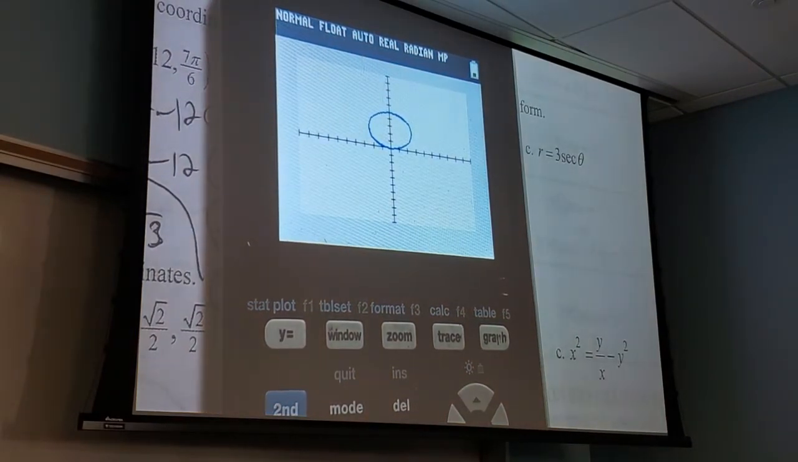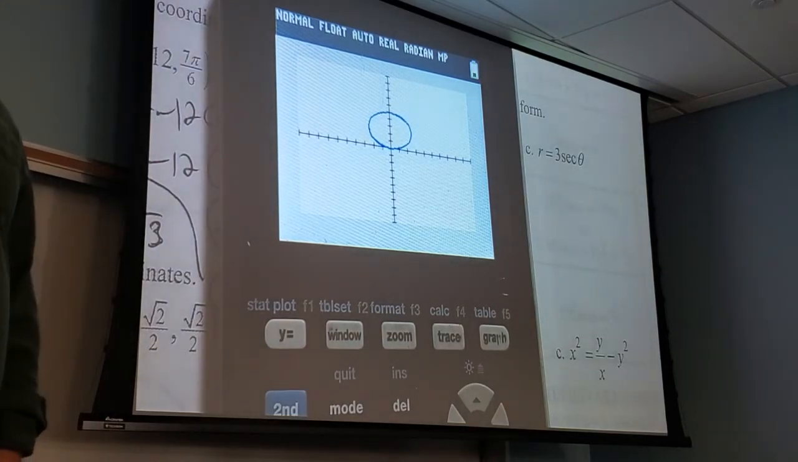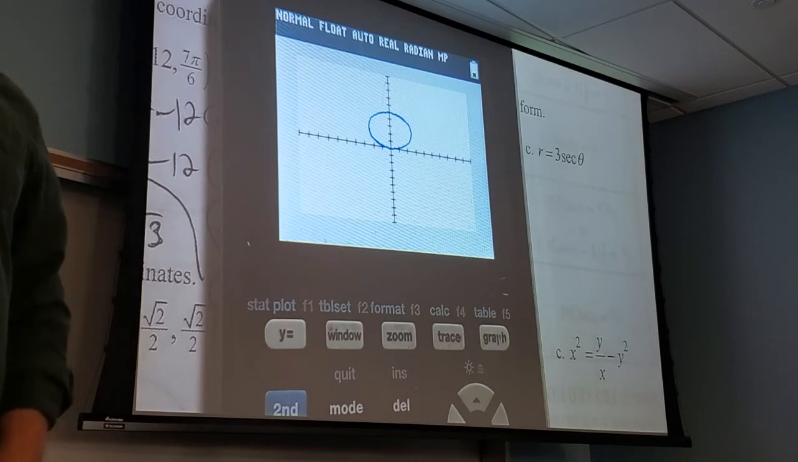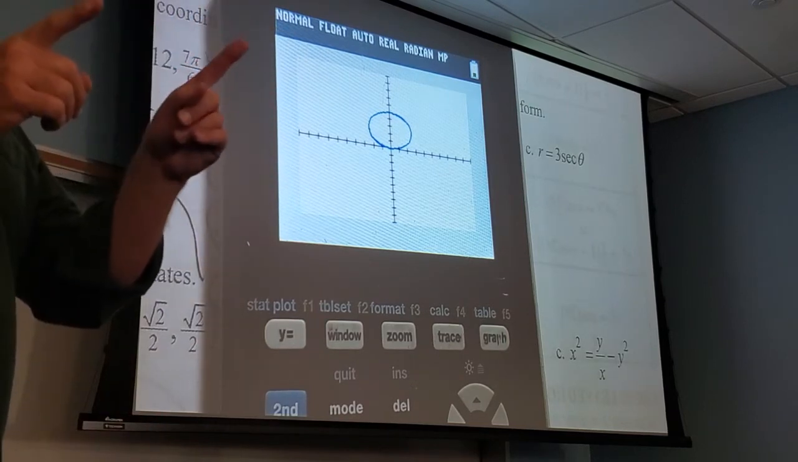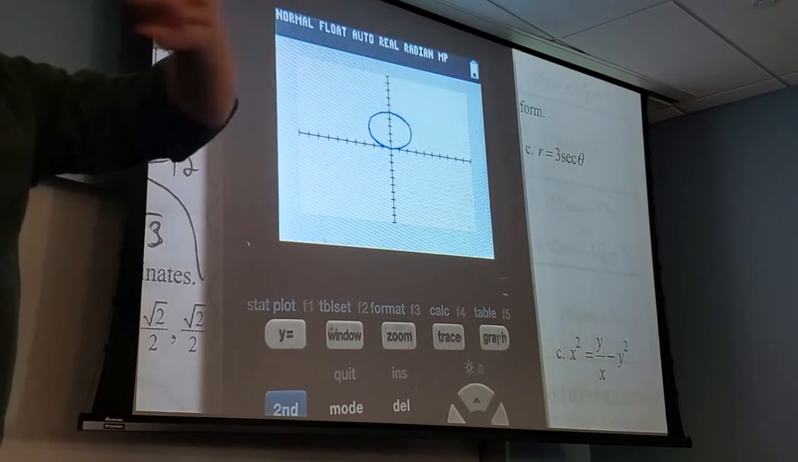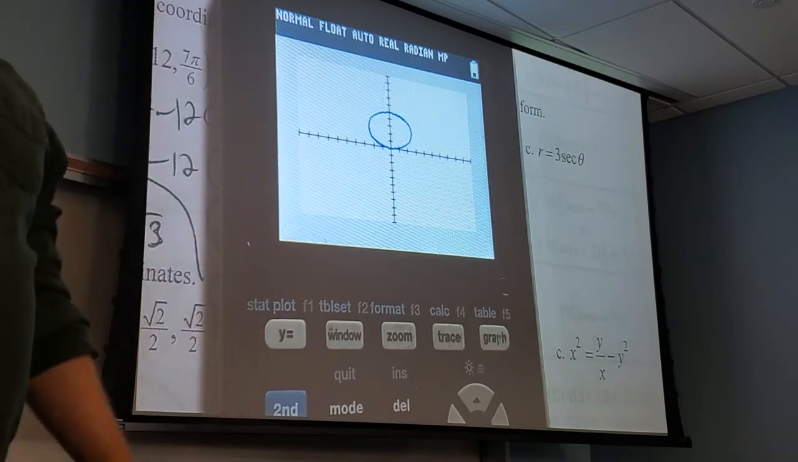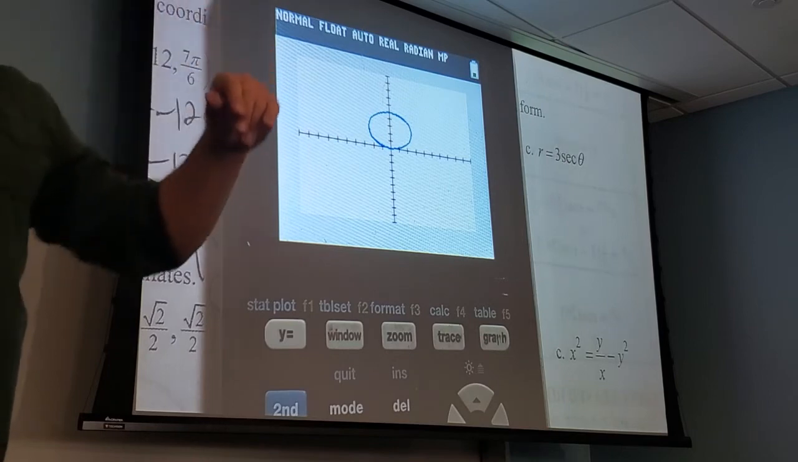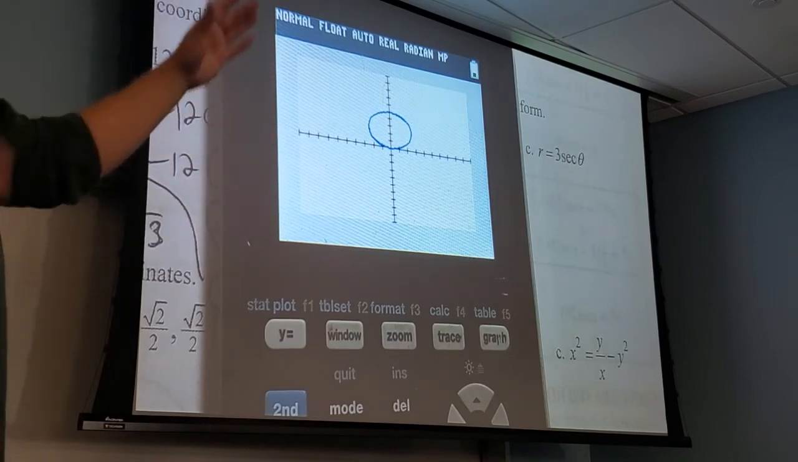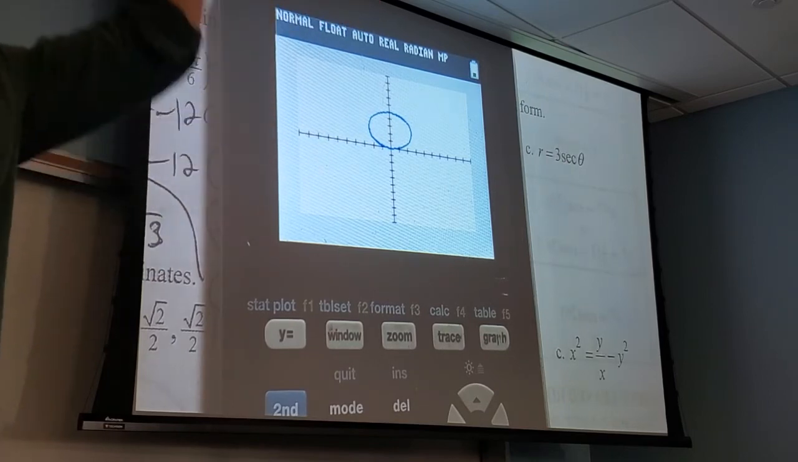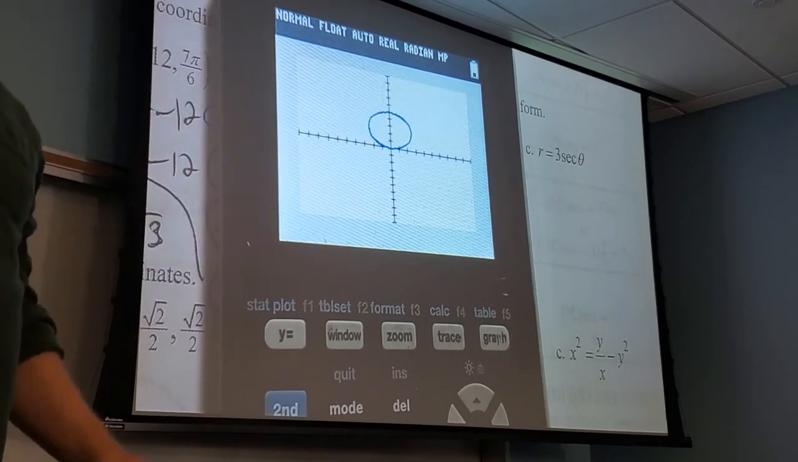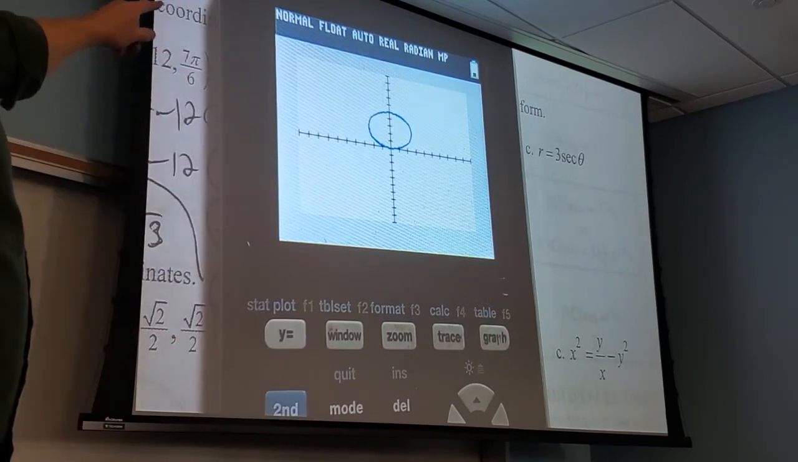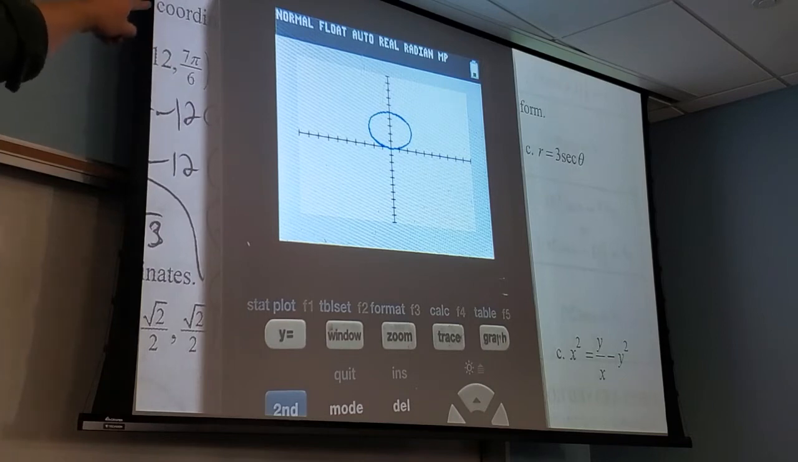Now, real quick, does that look like a circle? Not quite, right? It is a circle, though. It totally is. Is my window a perfect square? No, it's a bit rectangular, right? So everything looks smushed. To be really honest, everything in this graphing calculator looks smushed because it's not a perfect square display. So that is a circle. That is supposed to be a perfect circle.